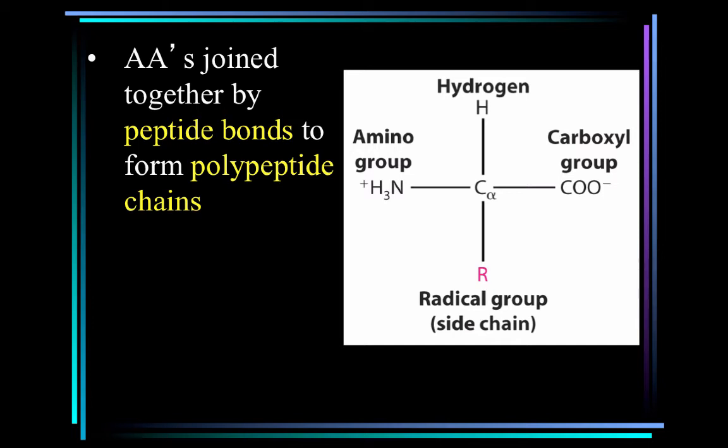So these individual amino acids have 4 major components to them, actually 5 major components. They have a central alpha carbon in the center. They've got an amine group, a hydrogen, a carboxyl group, and then they have a radical group, always designated as R. So the amine, hydrogen, and carboxyl group, in addition to the central alpha carbon, will always be the same for every single amino acid. The thing that changes is the side chain or the radical group.